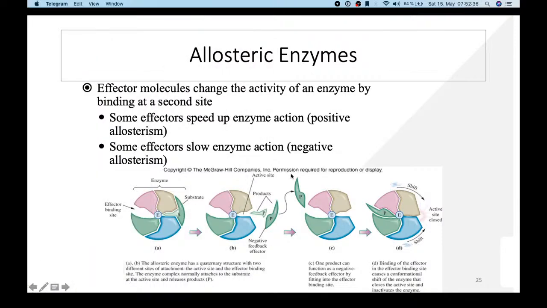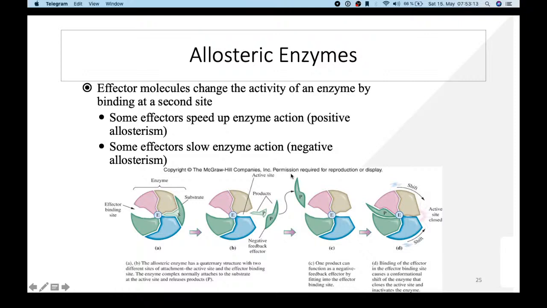Allosteric enzymes are basically the ones which have many sites, and they could act as an activator or as an inhibitor. They could have a positive effector and a negative effector, so both are possible in the case of an allosteric enzyme. Effectors are molecules that change the activity of an enzyme by binding at a second site. Some effectors speed up enzyme reactions, which is positive allosterism, and some make it slow, which is negative allosterism.